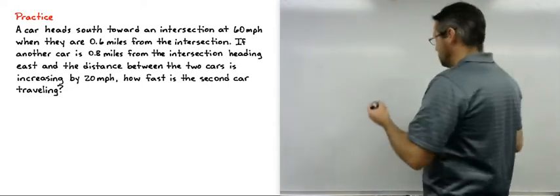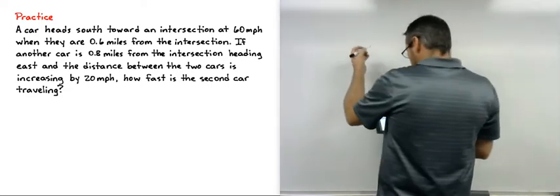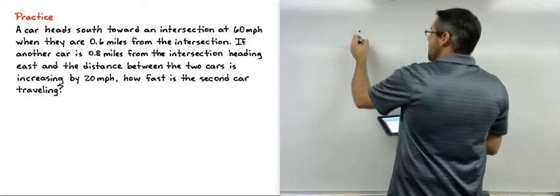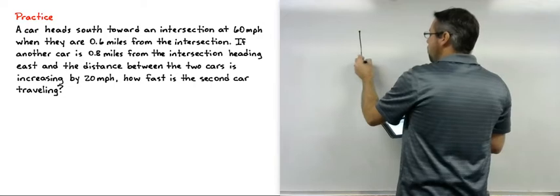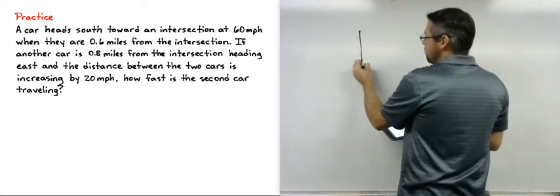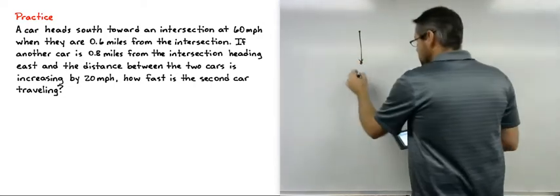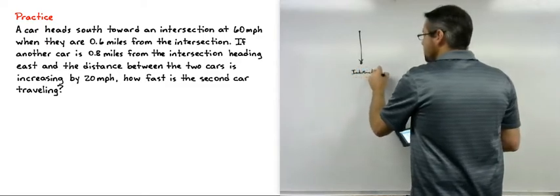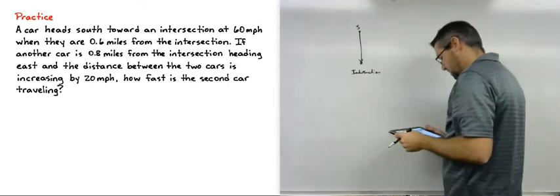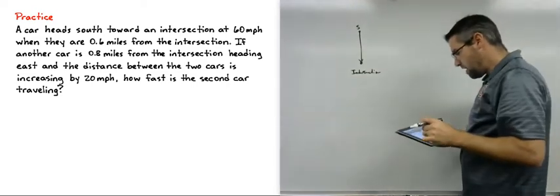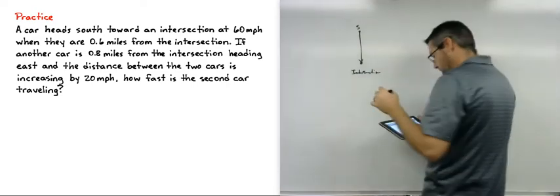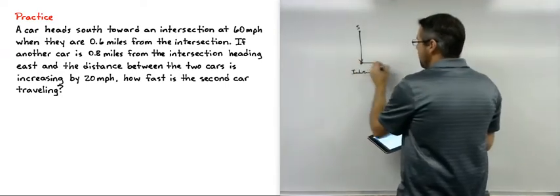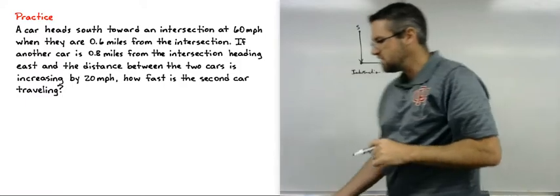The first thing we're going to want to do is draw a picture. So it says a car is heading south. So let's say that this is the car, and it's heading south toward an intersection. So let's say at this point is the intersection. Okay, so this is my intersection, and this is the car that's heading south. We have another car that is heading east, and it says from the intersection. So they're at the intersection and they're heading east. So you can see what's happening here.